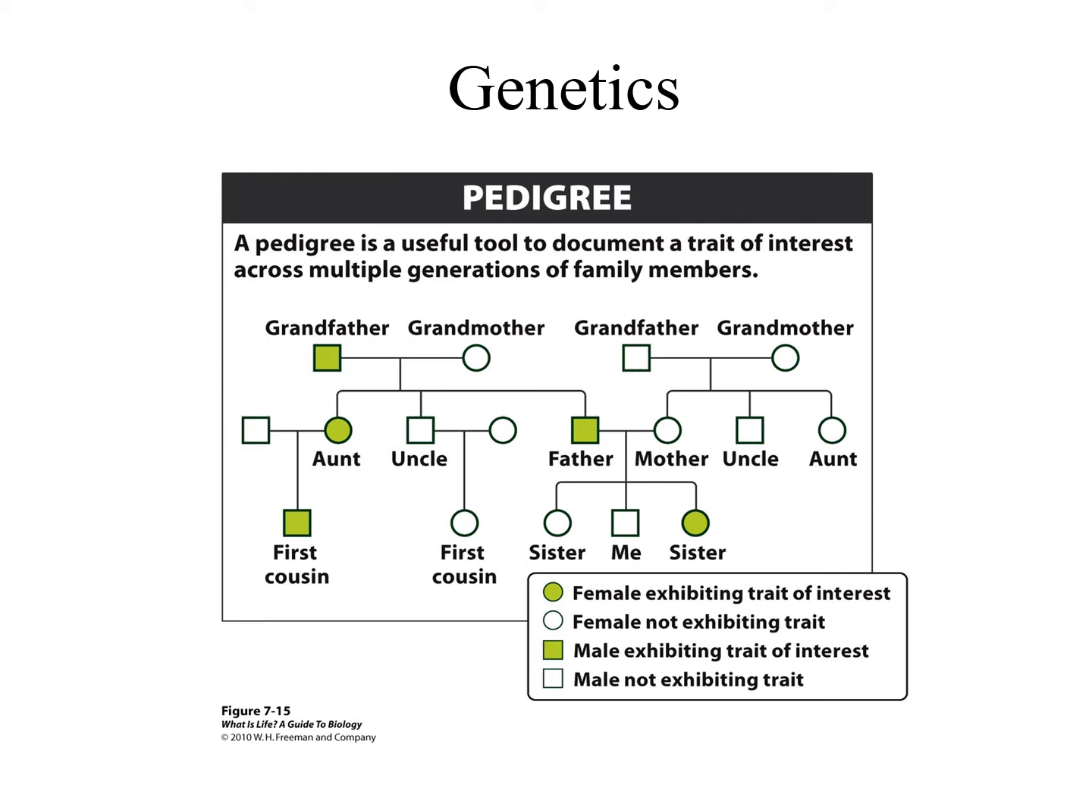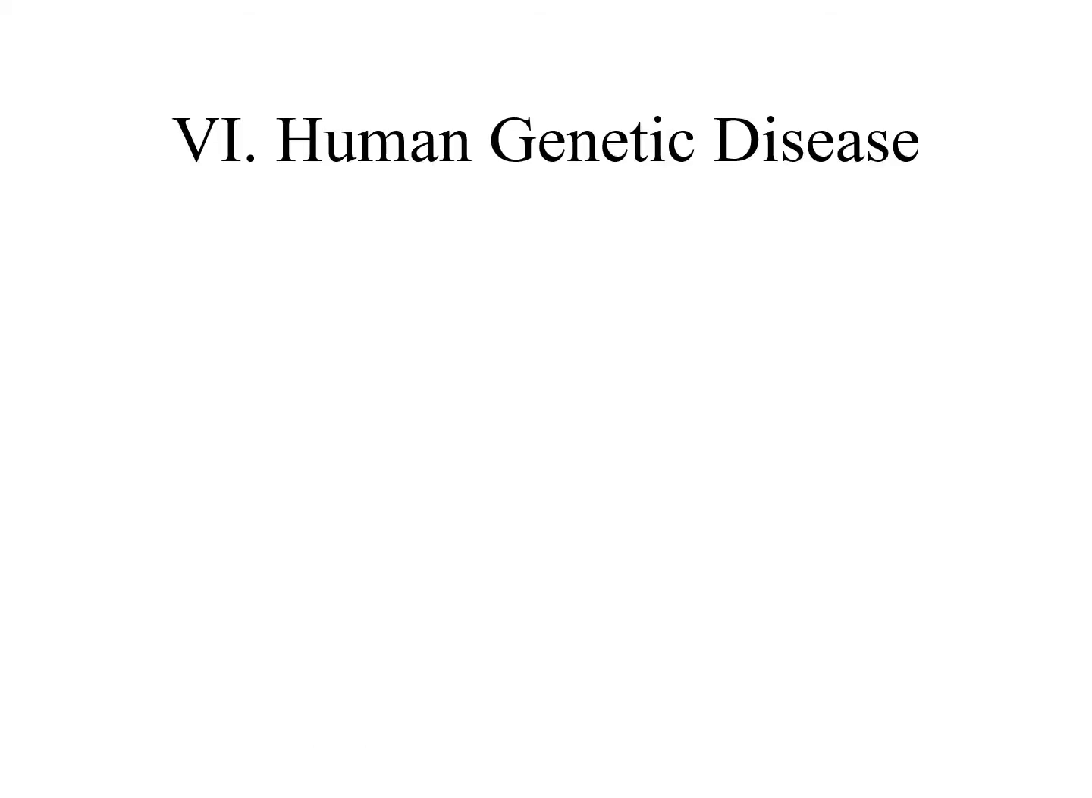We have reached the final set of topics in our unit on genetics. What we're going to consider in this presentation are human genetic diseases. We're going to start off by looking at diseases caused by or associated with single genes, and then talk about some chromosome level disorders.